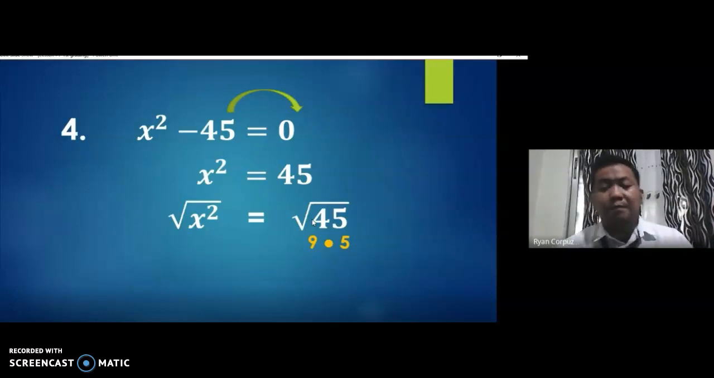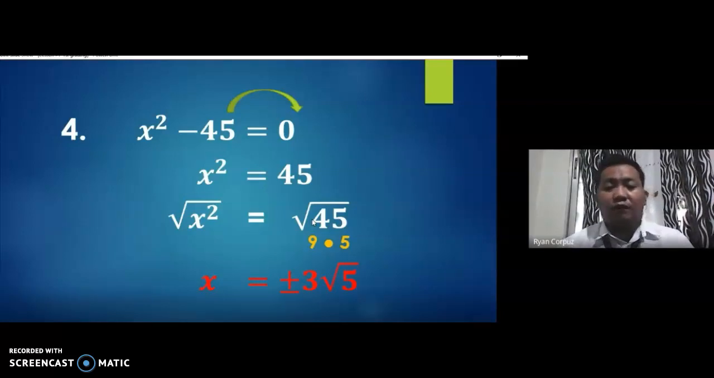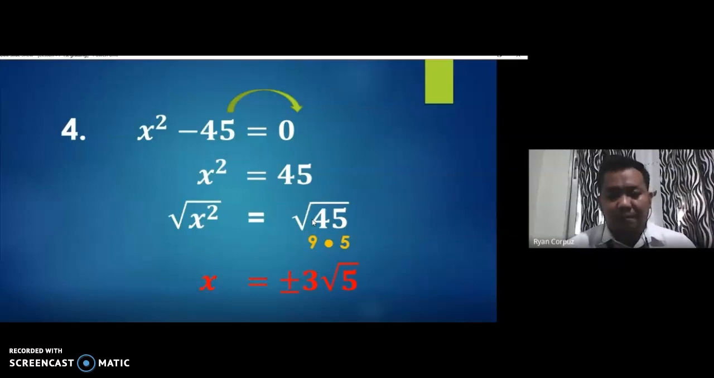But what will happen to 5? The 5 will be left inside the radical sign. So that's why we come up with an answer which is x is equal to positive negative 3 square root of 5. Since 5 does not have any more factors wherein one of its factors is a perfect square other than 1, that 5 will stay inside the radical sign. It's just saying that the solutions to that quadratic equation are irrational numbers. So that's positive negative 3 square root of 5.